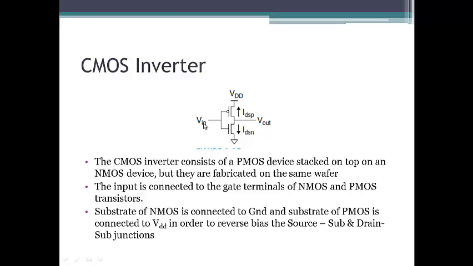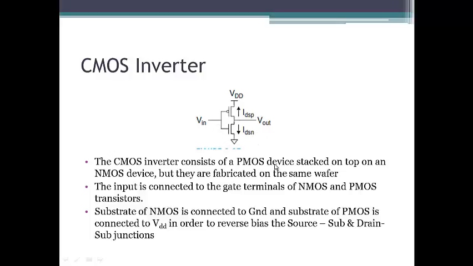When Vin is equal to 0, only PMOS is conducting, NMOS is off. So this path is closed, so I will get VDD here. And when Vin is equal to 1 volt, PMOS will be off and NMOS will be conducting. So this Vout will be pulled down to the ground voltage. So you will get a 0. So when you give a 0, you will get a 1. When you give a 1, you will get a 0.